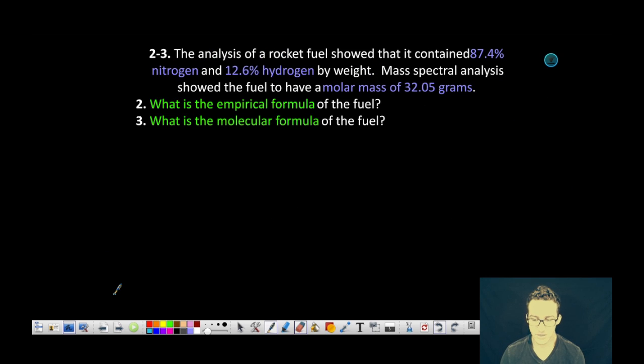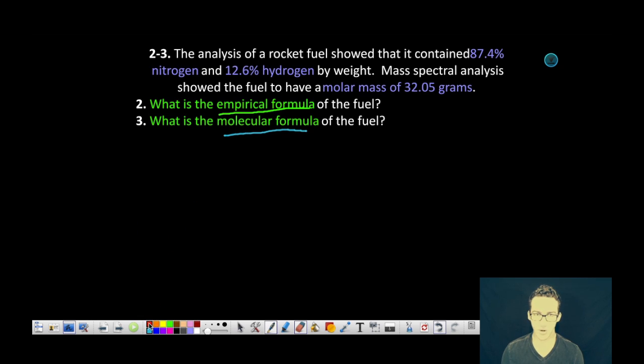Next question. The analysis of some rocket fuel showed that it contained 87.4% nitrogen and 12.6% hydrogen by weight. Mass spectral analysis showed the fuel to have a molar mass of 32.05 grams. Question number 2: what is the empirical formula of the fuel? Question number 3: what is the molecular formula of the fuel?